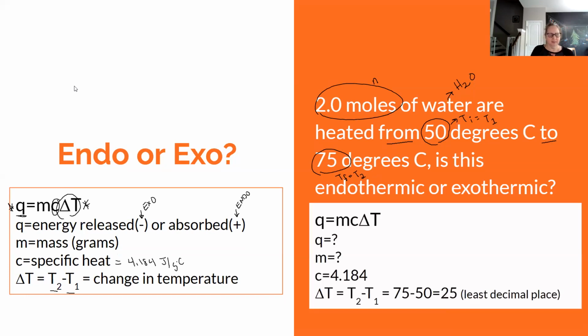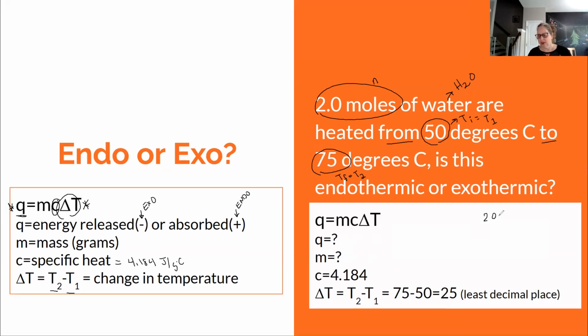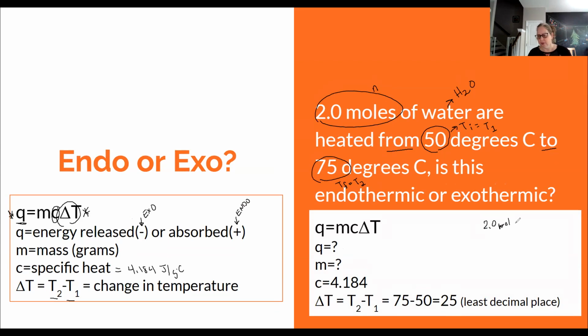So there we have that laid out. I need to have every spot filled. My mass is not filled, so I got to look back up here. What else is going on? Oh, I have a moles. I have 2.0 moles of water. Can I change the moles to grams? I can using molar mass.